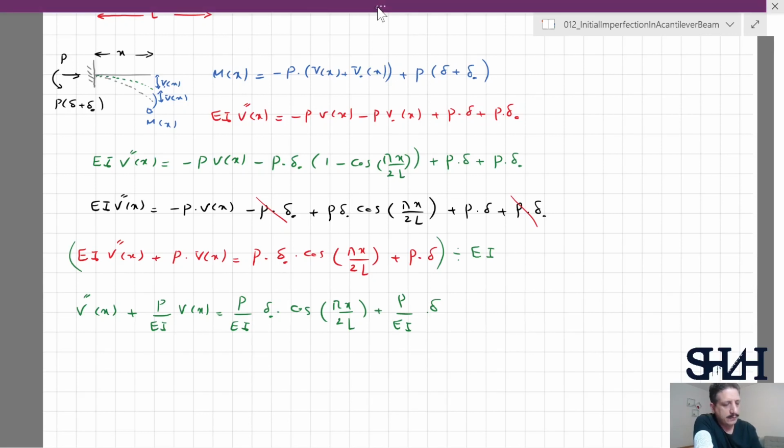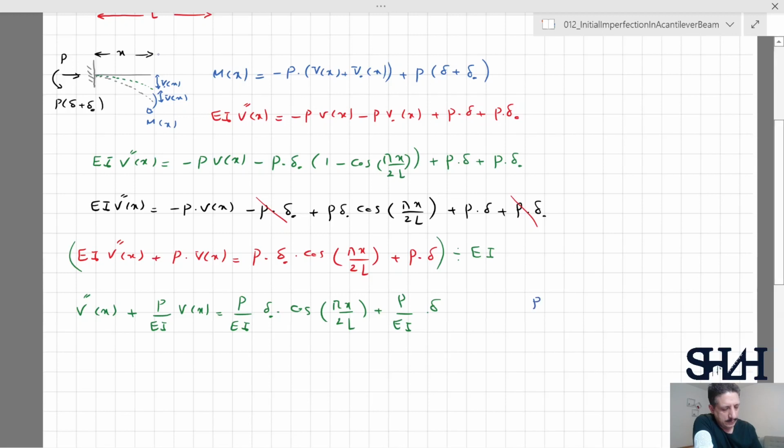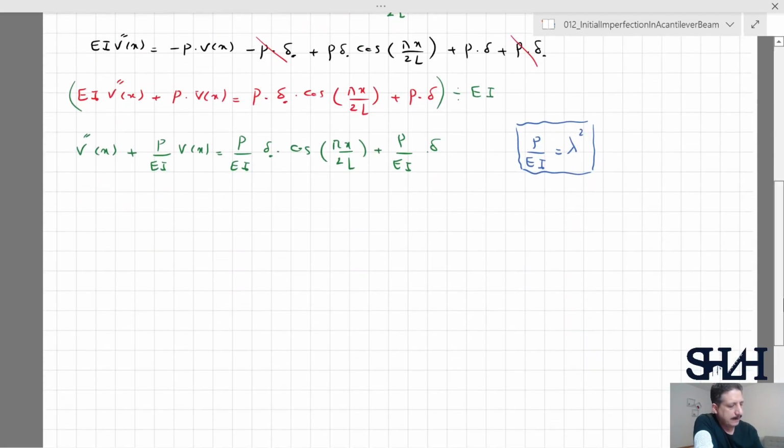And if you remember, we use P over EI to be lambda square. Now the equation will be second derivative of V plus lambda square V at x equals lambda square delta 0 cosine pi x divided by 2L plus lambda square delta. So it's a linear second order non-homogeneous differential equation.